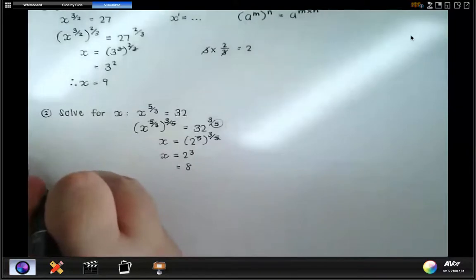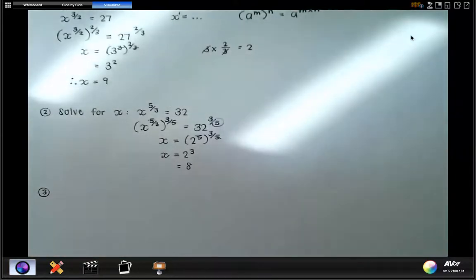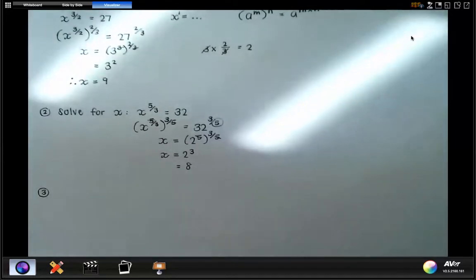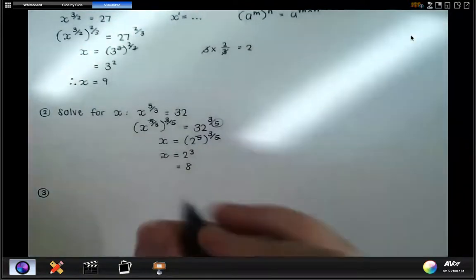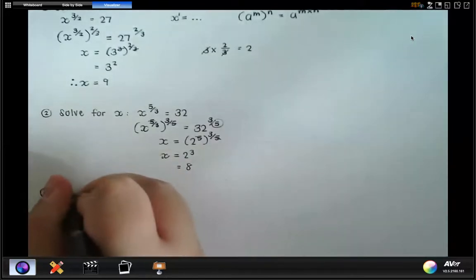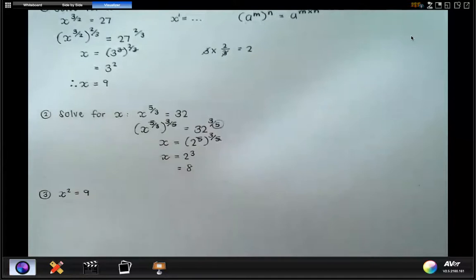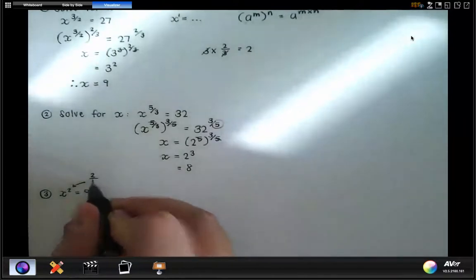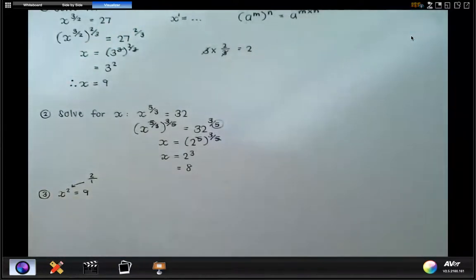Now, the next example is one that you wouldn't necessarily use this method for. I just want to illustrate something important to you. If we have something like x squared is equal to 9, right? I know that this exponent is not a fraction, but we could write it as a fraction, right? 2 is the same as 2 over 1. So we could technically write this as x to the power of 2 over 1, and then it does have a rational exponent, a fractional exponent. I just want to illustrate something to you guys.